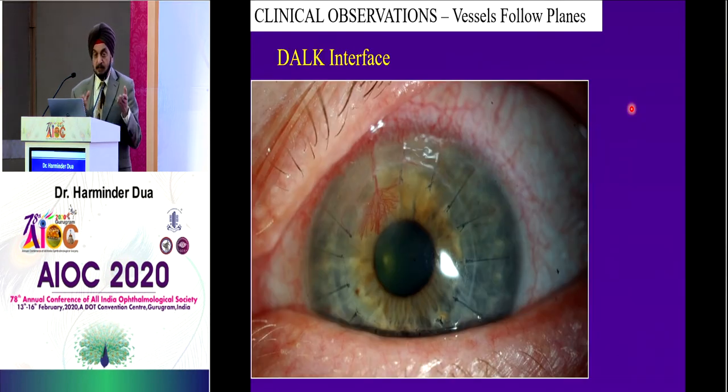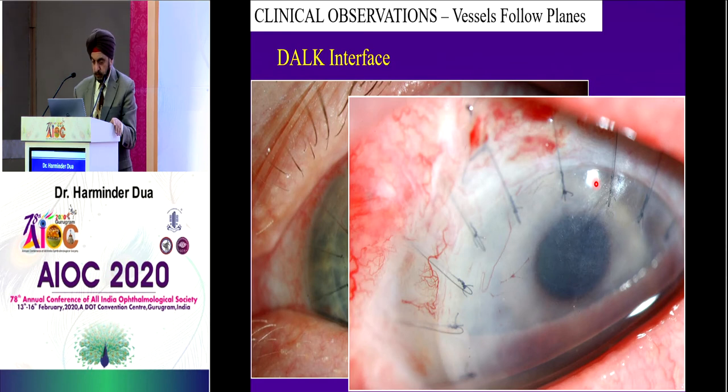When you have lamellar keratoplasty, you see they'll come along a suture tract, they will dip inside, and now here you have a wide plane, so they fan out. So the appearance of the vessel is determined by the plane you have created. And the vessel morphology will change, and we're seeing this change with more and more lamellar keratoplasty that we're doing, that the vessels are growing and taking on different shapes.